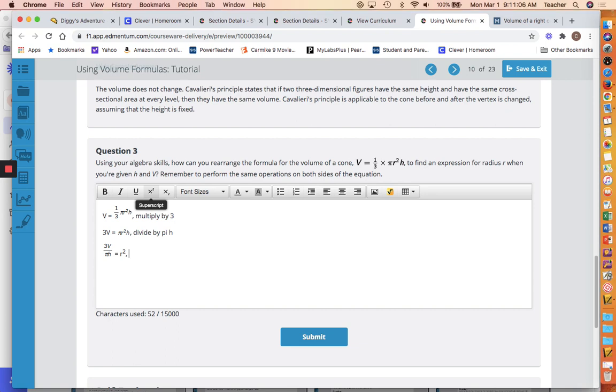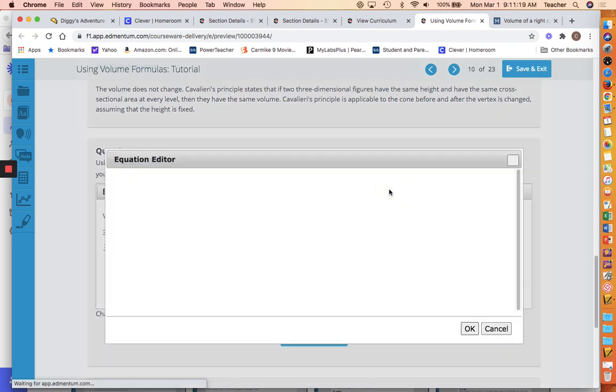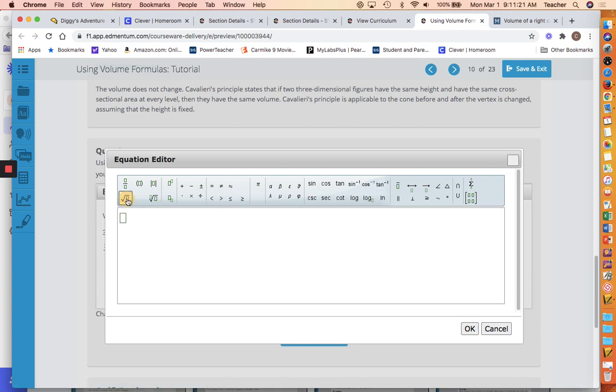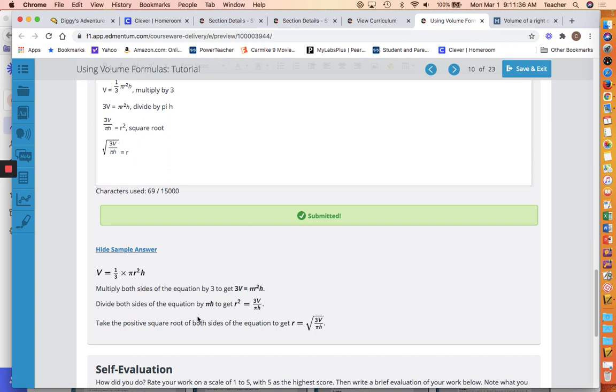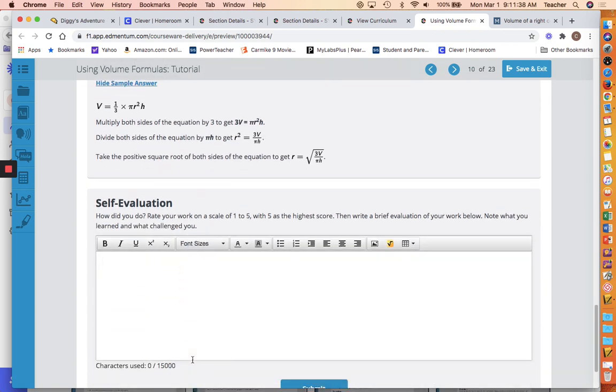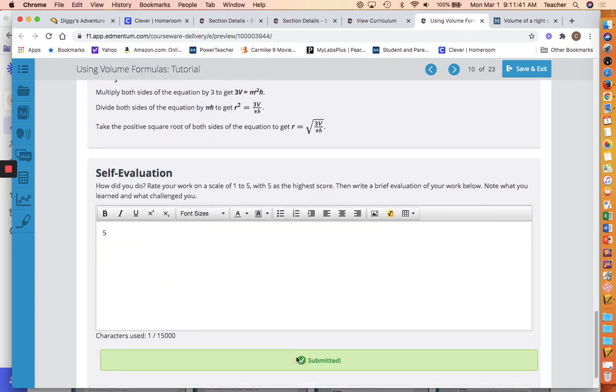Right now I have it equal to r squared. So the opposite of squaring is to square root. Alright, so I got to have a big old square root of a fraction. So 3v over pi h. And that's going to equal r. Looks like that's it. Is that it? Yes, it is. Okay. Self-evaluation. That's like sweet. All right, so not much to really go through here.